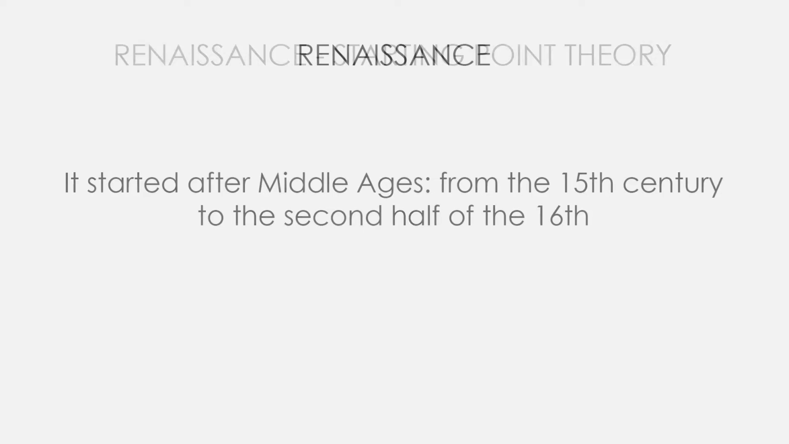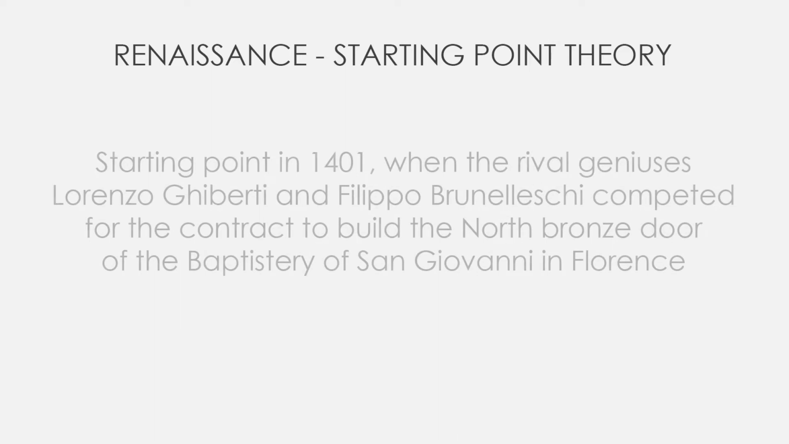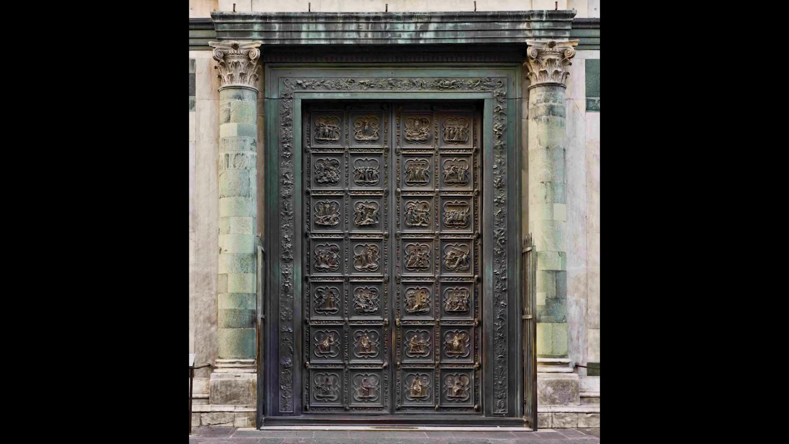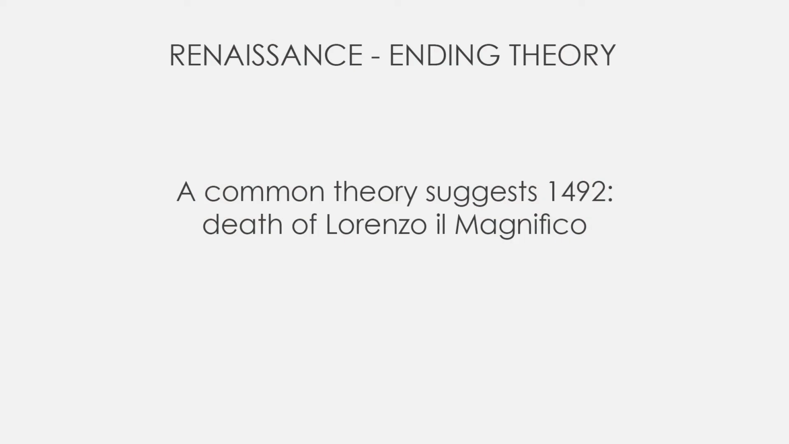One of the common theories proposes a starting point in 1401, when the rival geniuses Lorenzo Ghiberti and Filippo Brunelleschi competed for the contract to build a north bronze door for the baptistery of San Giovanni in Florence. And about the end, a common theory suggests 1492, with the death of Lorenzo il Magnifico. I know that at the moment maybe these names don't say a lot, but don't worry because I'm going to give you all the elements to understand everything. And you know I do it.